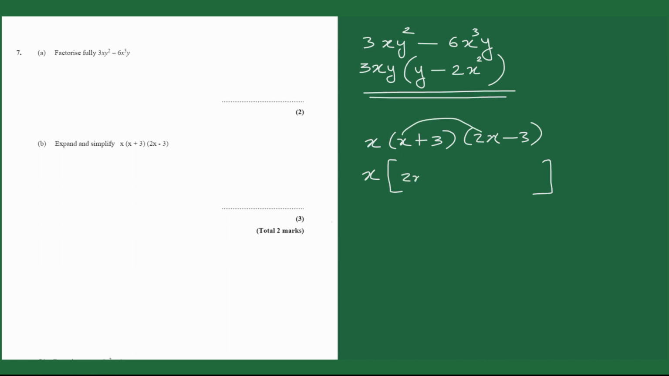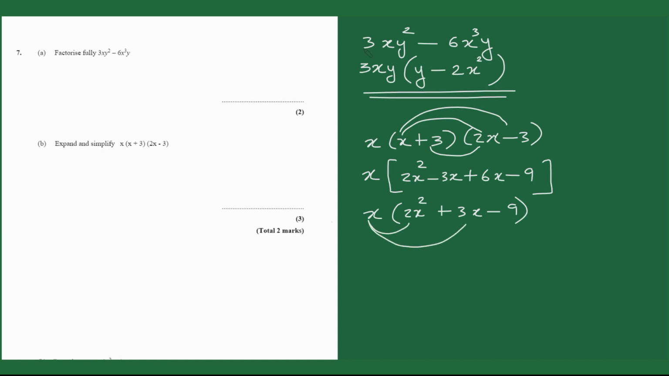Let me do it this way. x times 2x is 2x squared. x times minus 3 is minus 3x, plus 3 times 2x is 6x, minus 9. So x outside, collecting like terms, 2x squared plus 3x minus 9. Now I am going to expand by x, all three terms.